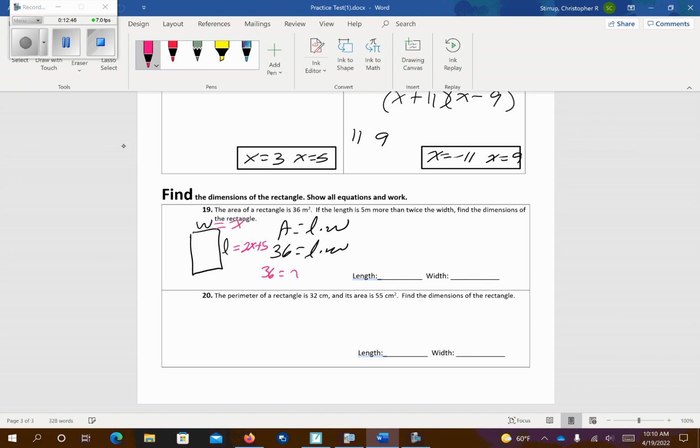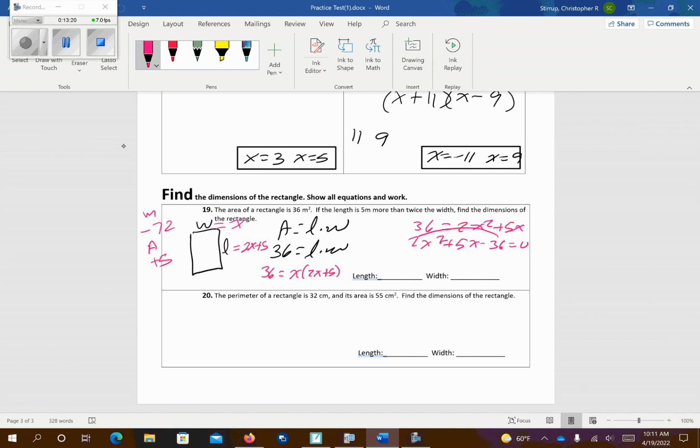36 is equal to x times 2x plus 5. So 36 equals 2x squared plus 5x. And let's see if we can solve that. It's not going to solve too easily. So 2x squared plus 5x minus 36 equals 0. We can try and factor it. That should factor. So remember, we want the two values that multiply to 72 and add to 5. Okay, and this is our longer way of doing it.